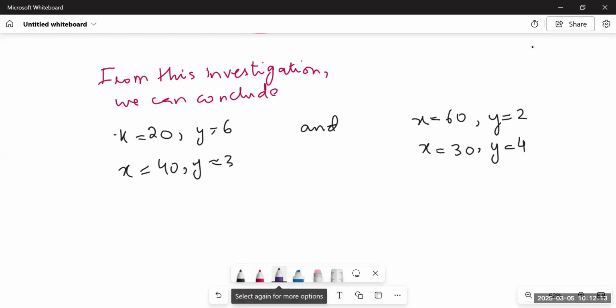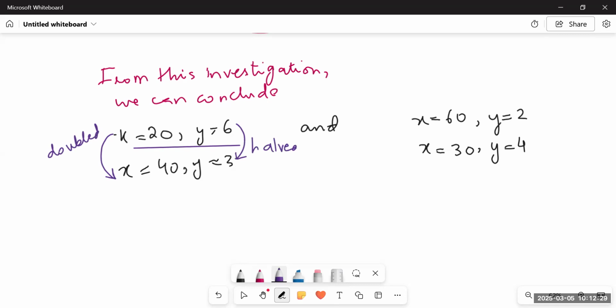So from this investigation, we can conclude that if two quantities are given as x equals 20, y equals 6, and if I double one quantity, that is, if x is doubled, the other quantity will be halved, right? And if I halve one quantity, that is, if from 60 I reduce my speed to 30, the second quantity would be doubled. So this particular example is the best example of understanding inverse proportion between two quantities.